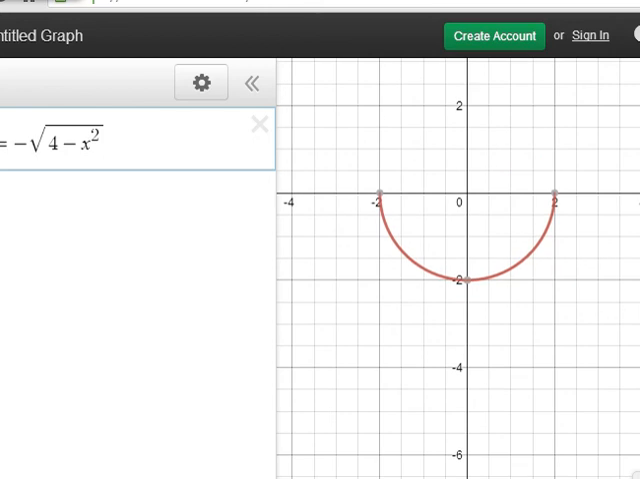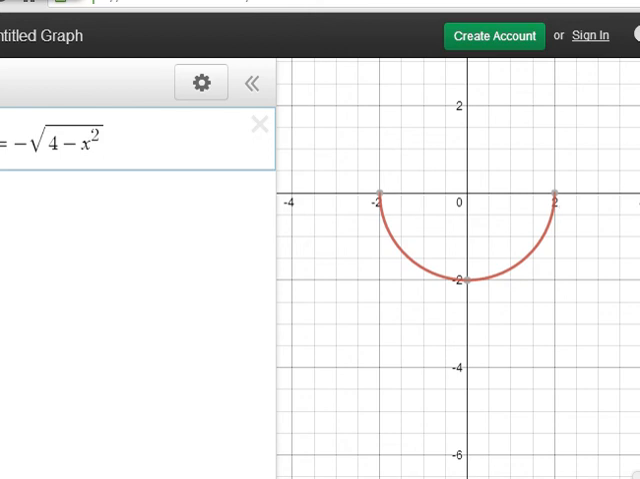Domain. Your graph starts at -2 and it goes to +2. That's your x. How far left does your graph go? How far right does your graph go? Your domain is -2 to +2. Your range would be how low your graph goes and how high your graph goes. Your range would be from -2 to 0.